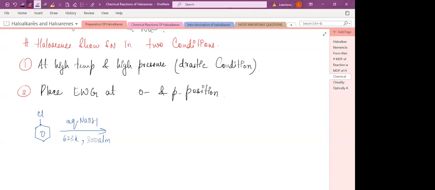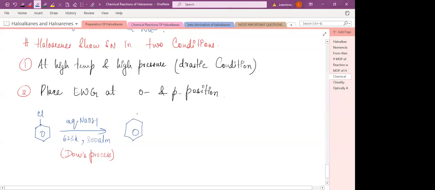Yeah, so see, this is your Dow process. This process is known as the Dow process. When chlorobenzene reacts with aqueous sodium hydroxide at 623 Kelvin temperature and 300 atmospheric pressure, first it forms an intermediate molecule. Basically, it forms sodium phenoxide. Sodium phenoxide: O has a negative charge and this has a plus charge.